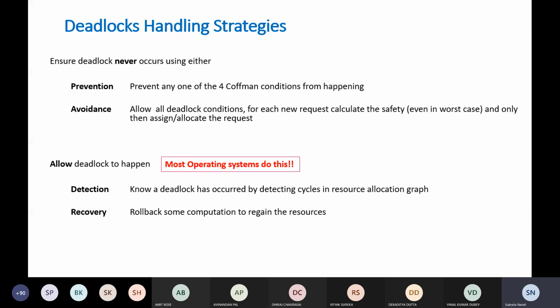And this deadlock detection, as we found, needs some means to detect the cycle, and not only the cycle, to see whether the cycle truly indicates a deadlock situation. So we'll basically be talking about a deadlock avoidance algorithm and a deadlock detection algorithm.